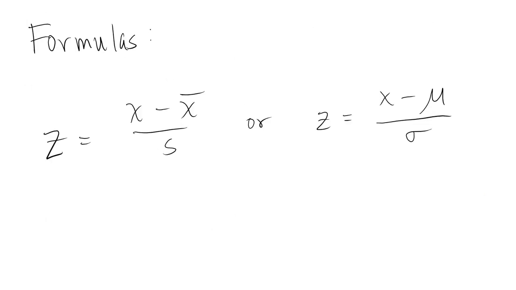So the formula for z-score with sample data is x minus x bar, the sample mean. That gives us the signed distance from the mean. And then we divide by the size of the standard deviation of the sample.